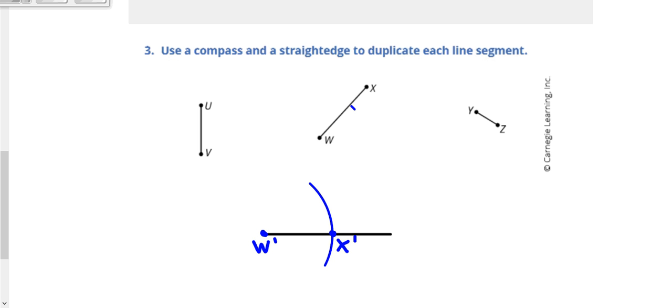All right, so those are our constructions. That last construction was on page 26. And that is it for the notes.